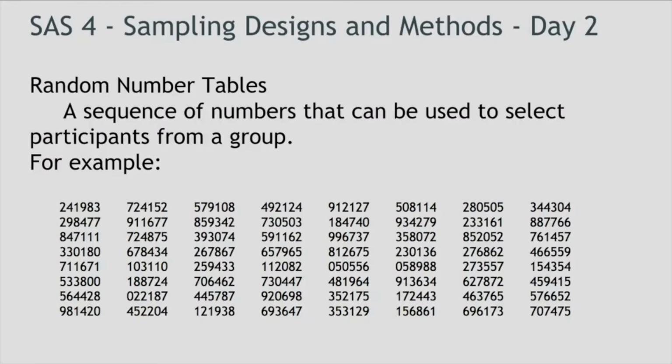All right, random number tables. I told you we'd go over random number tables today. It's kind of a difficult concept. It seems simple, but the application is difficult to use if you don't understand numbers really well. So a random number table is a sequence of numbers that are used to select participants for a group. Okay, for example, this is a good example of a random number table.